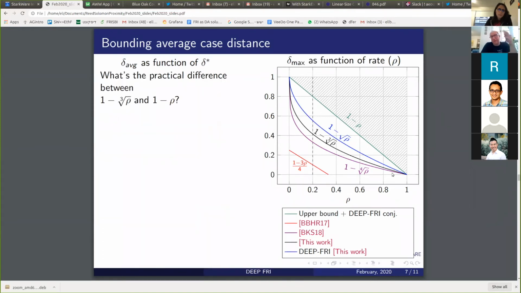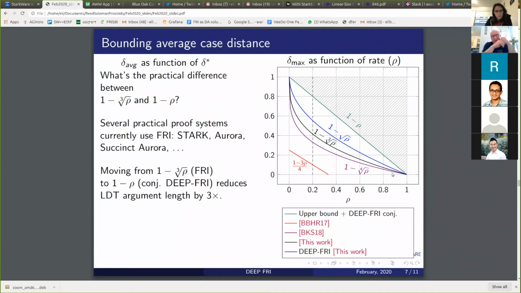So now I'll go over it again. Why do we care whether it stops at 1 minus cube root, square root, or 1 minus rho? The effect is that if you go from cube root to no root, you get shrinkage by a factor of 3. I think we discussed this at some length.